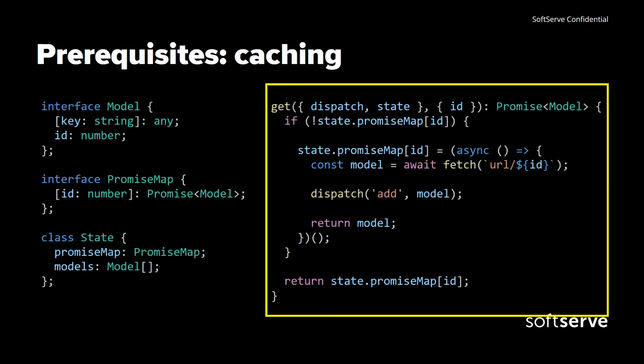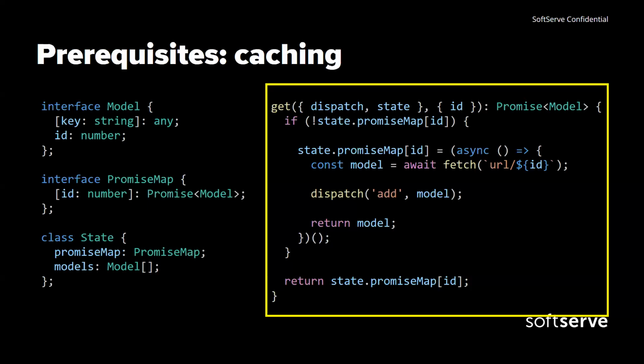On the right, you can see a method get, which uses caching. Of course, you may say that real projects have modular stores, and this code sample is too simple. You're absolutely right, but it's good enough to understand the main idea of how caching can be implemented. Here you can see that we check if the promise map contains the needed information. If not, we fetch that information and put that promise into the promise map.